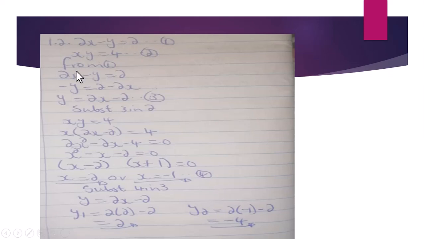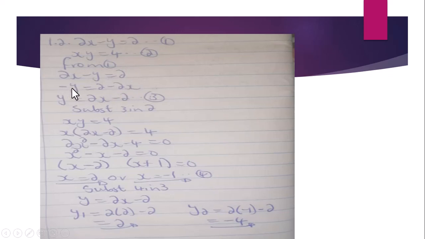And then I will proceed to say, from equation 1, and then I just write that equation so that whoever is marking the script can see what is happening here. And then from here I will make y the subject of the formula. So I will say minus y, there it is. On this side I have 2. When you take this 2x to the other side, it becomes negative 2x.